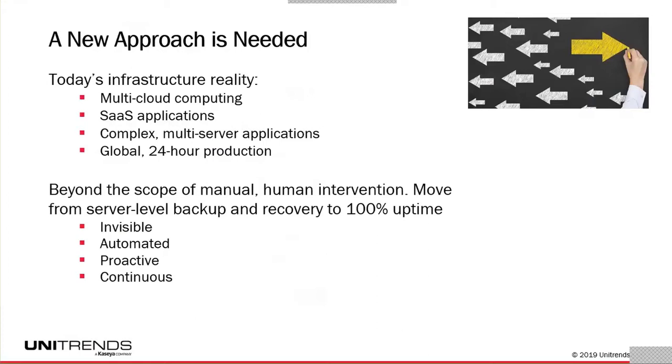A lot of what we're trying to drive here at Unitrends is to start to go beyond the scope of manual human intervention, moving from that server level backup and recovery to enabling our customers with 100% uptime. Again, developing tools and techniques that are going to be invisible, automated, respond proactively, and enable that continuous protection. One of the things we're looking at is that self-healing agent to resolve VSS conflicts and issues with VSS writers, one of the most common culprits of those failed backups.